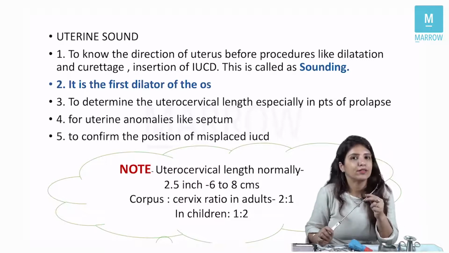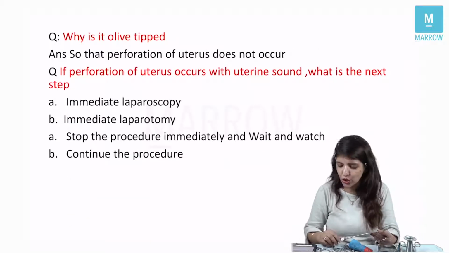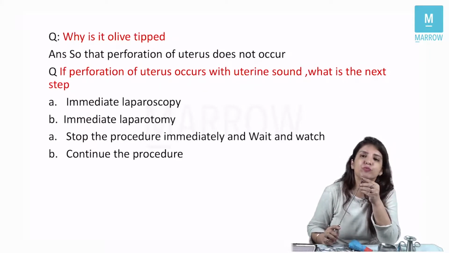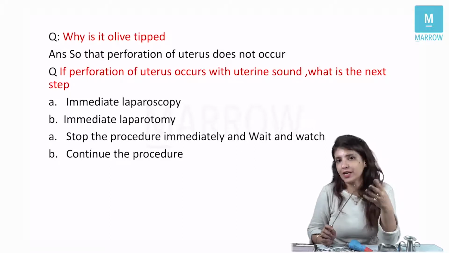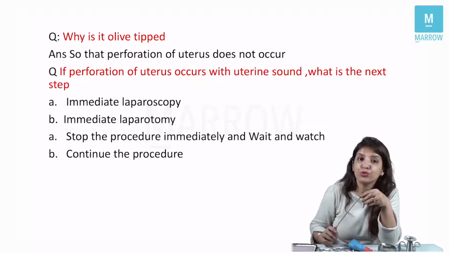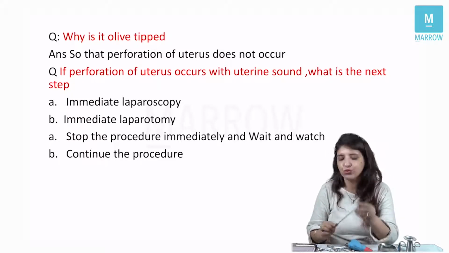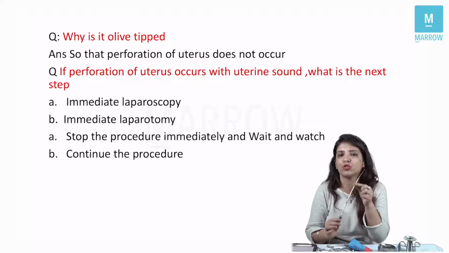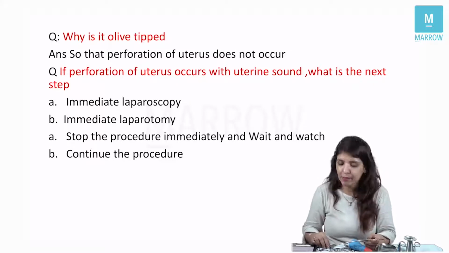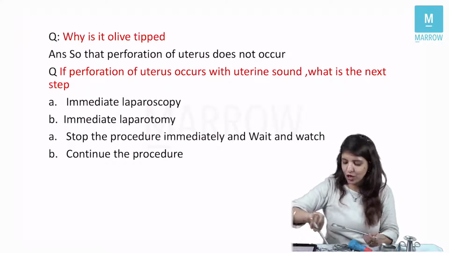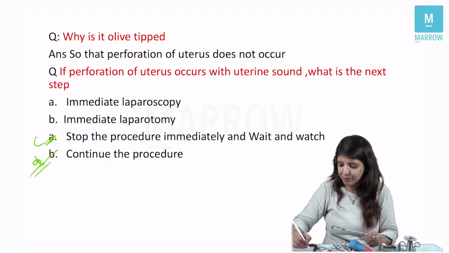Then when you are holding this uterine sound, the examiner might ask you why it is olive tipped. As I told you just now, it is olive tipped to prevent perforation. But just in case perforation happens, what are you going to do next? This question can come for a PG entrance student also. They can show you this instrument and ask, if perforation happens with this instrument, what is the next step? Option A, immediate laparoscopy. Option B, immediate laparotomy. Option C, stop the procedure immediately and wait and watch. Option D, continue the procedure. So it is not A, B, it's C and D, right?